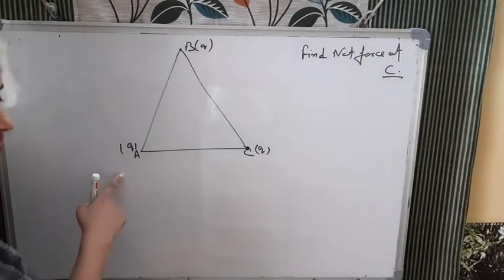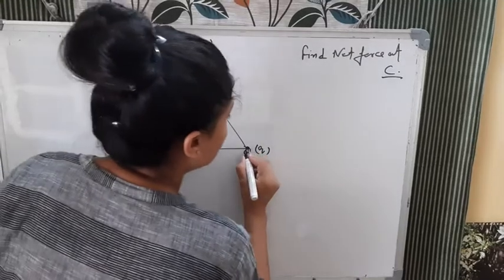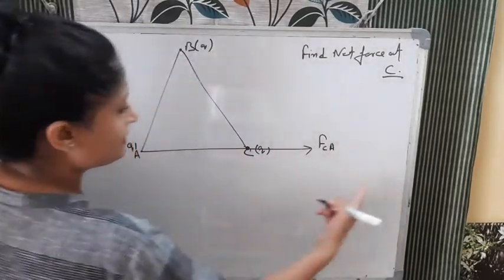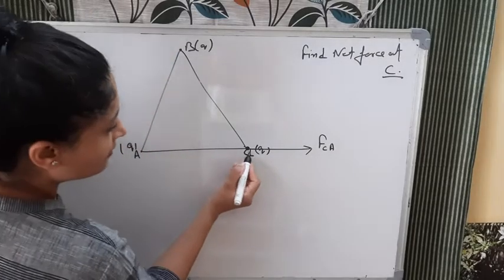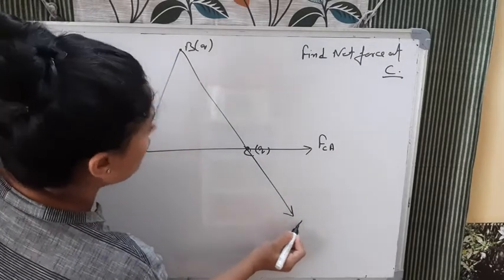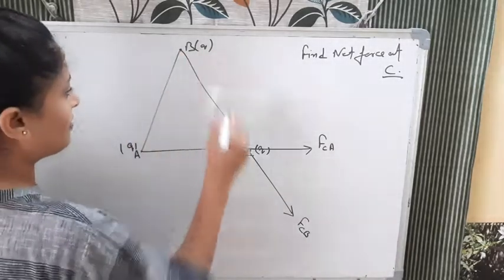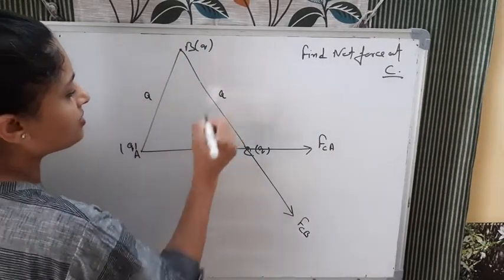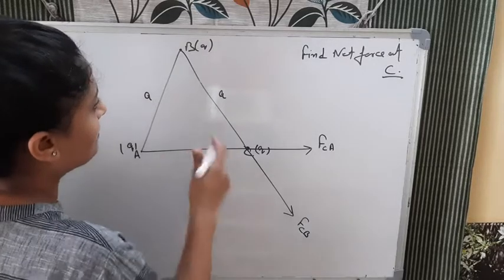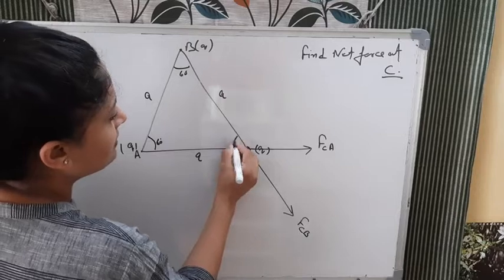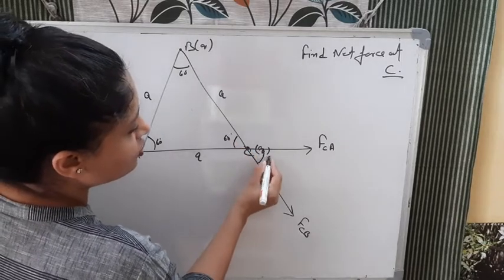Now they are of the same kind, so this Q will repel this Q. Force on C due to A is this side, and force on C due to B is this side. I hope you got it. This is an equilateral triangle. You can assume side L, it will be the same. So these angles are 60, 60, 60.